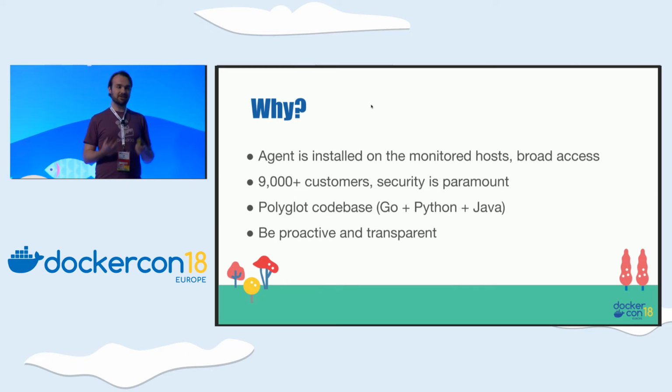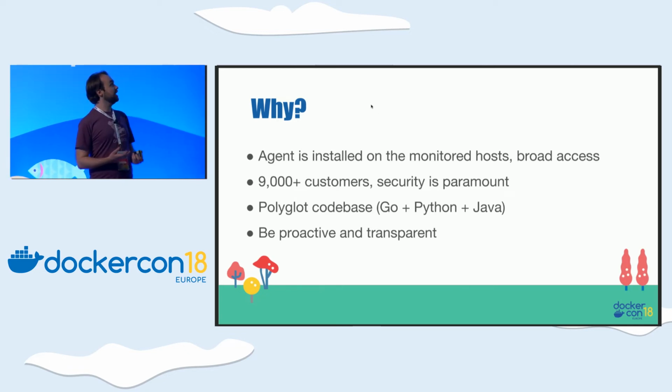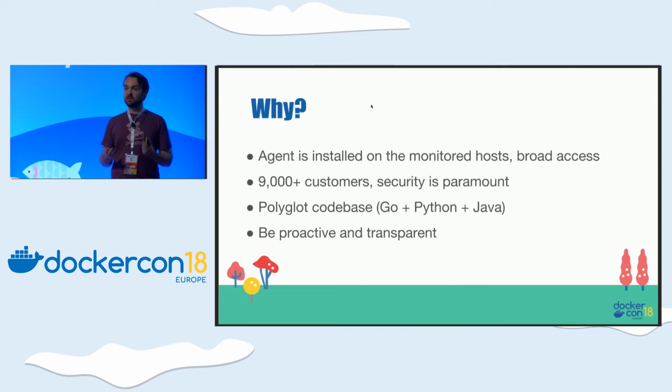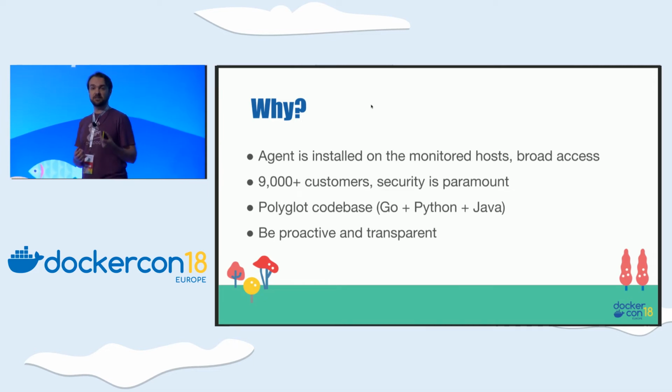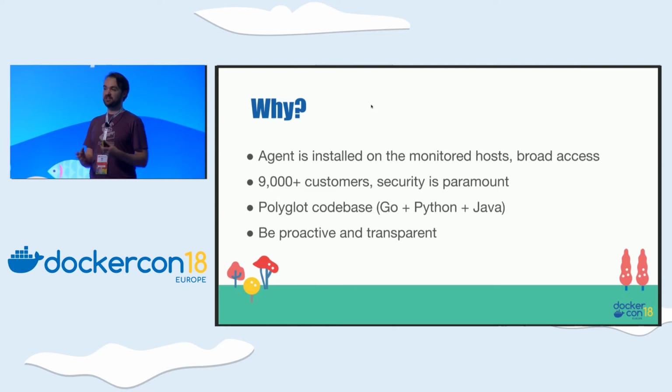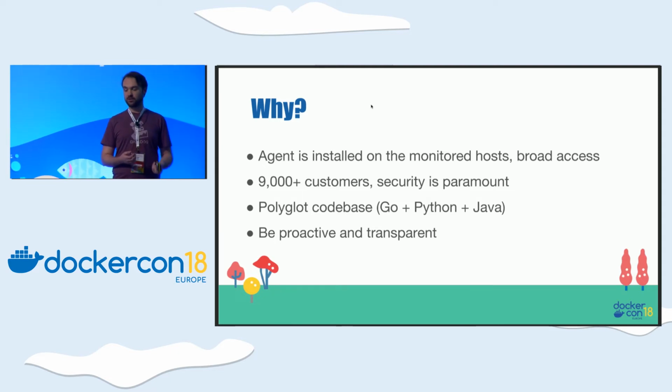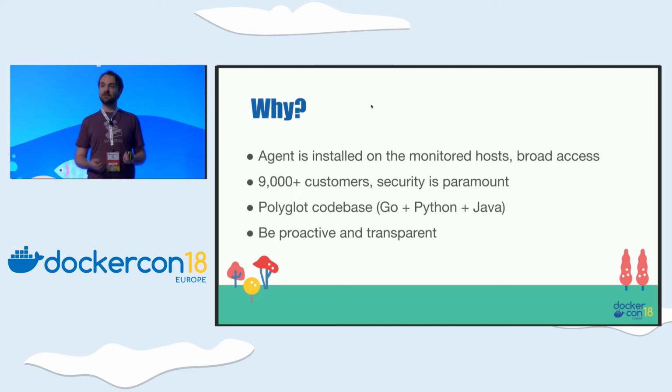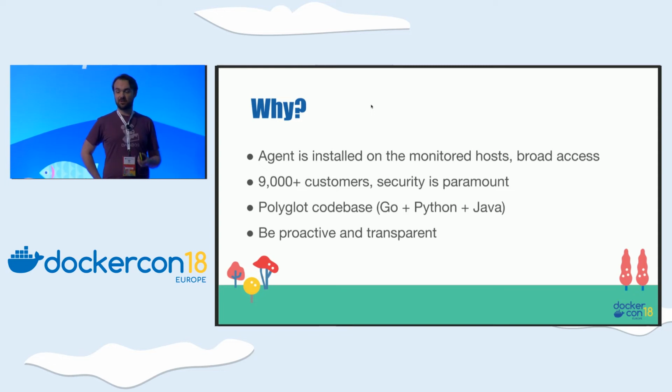One of the challenges we have with the Datadog agent is it has different moving parts in different languages. The main agent is in Go. We have integrations in Python, and we also have a Java daemon for JMX. So we want to be proactive. We want to always be on the lookout for new vulnerabilities and be as transparent as possible for our users, because our users give us lots of trust, and we have to deserve it.